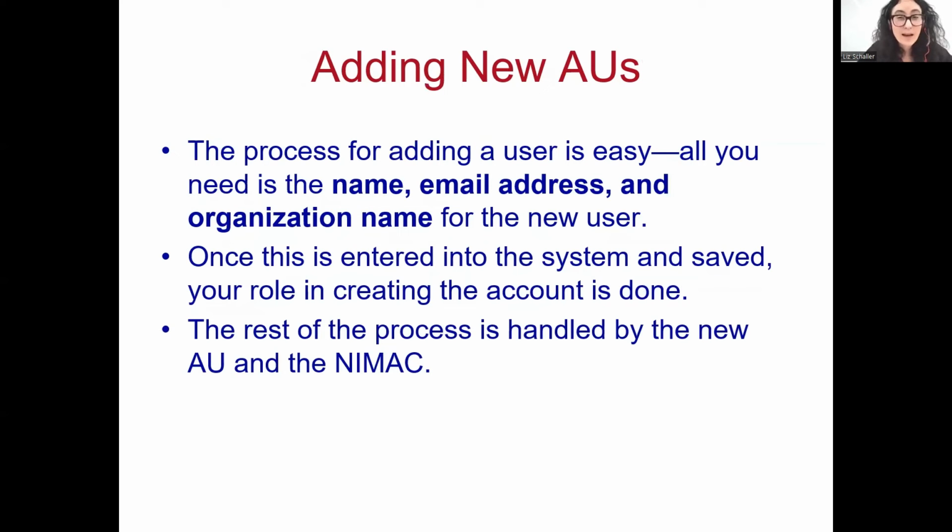And the process for adding a new authorized user is very simple. All you'll need is their name, email address, and their organization name. And you'll enter that in the system. I'll show you that in just a minute here. And then you're done. We kind of take it from there and we'll help them with completing that online registration and getting that limitation of use agreement back to us, and then make sure that they have all of the materials and training that they need to work with the NIMAC.